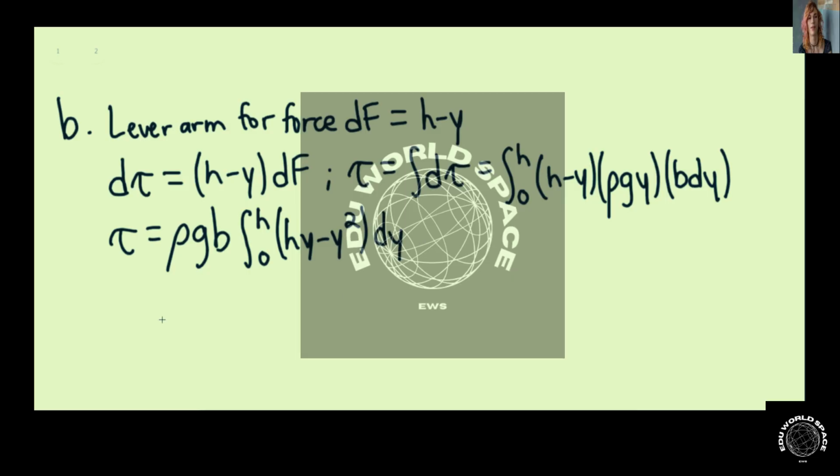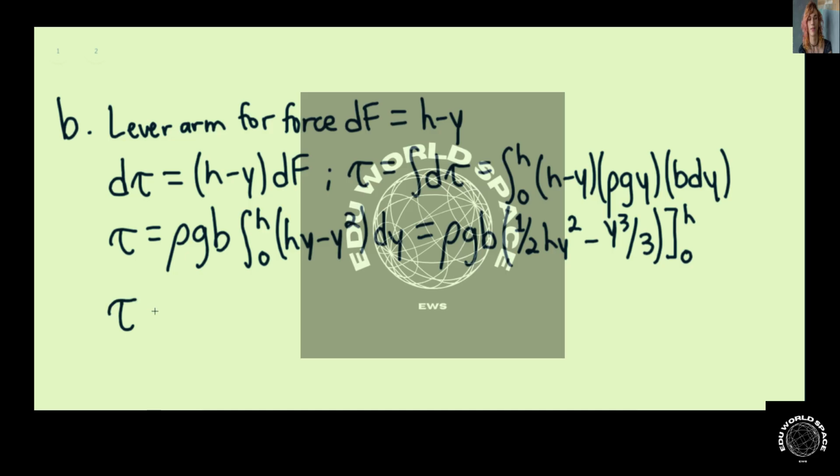And so we can continue and say this is going to equal rho g b multiplied by 1/2 times h y squared minus y cubed over 3, evaluated at 0 and at h. And so tau, the torque, would be equal to 1/6 times rho g b h cubed.